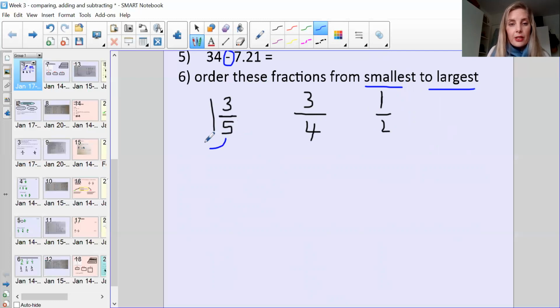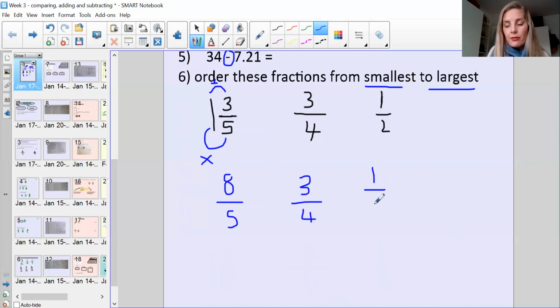So the method I do is I say 5 times 1 is 5, and then I add the numerator. So I say 5 times 1 is 5, and 5 plus 3 is 8, and I leave the bottom number the same. Then I have 3/4, and I have a half.